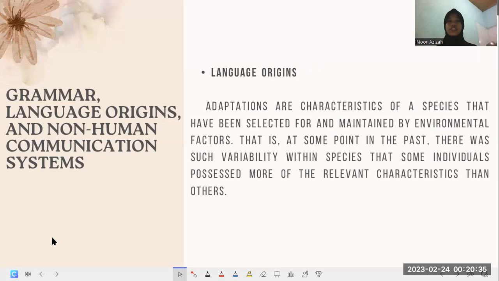Language origins. The human ability to speak is an adaptation in the Darwinian sense. Adaptations are characteristics of a species that have been selected for and maintained by environmental factors. That is, at some point in the past, there was such variability within species that some individuals possessed more of the relevant characteristic than others.